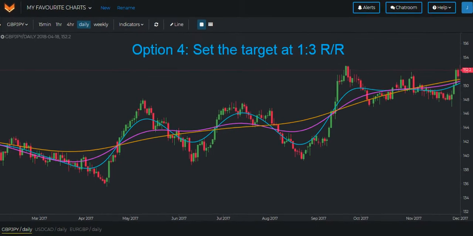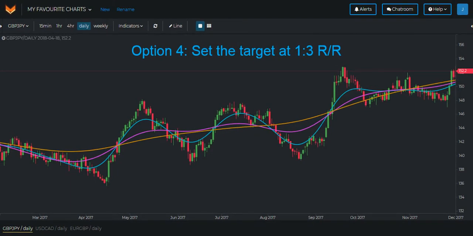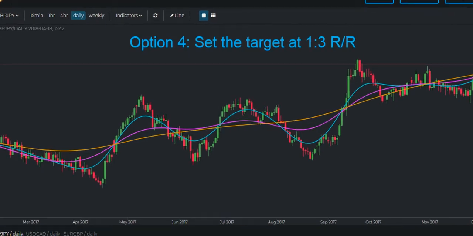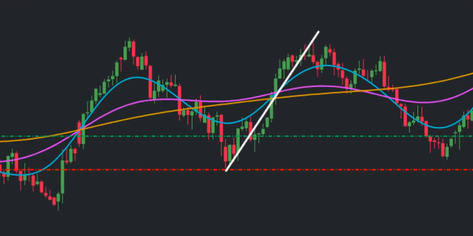Option 4 is identical to option 3, except that we are targeting a 3-to-1 risk reward ratio instead of a 2-to-1. The fifth and final option is to trade without a take profit on the charts and manage the trade via the stop loss. The positives of this method is that it saves time when placing a trade.